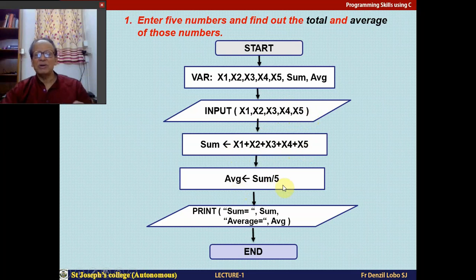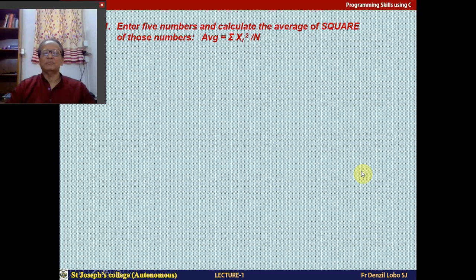And average is sum divided by 5, because there are 5 numbers. So sum divided by 5. And you display, therefore, the sum and the average of these 5 numbers. This is the flowchart. I'm very sure most of you have written the correct flowchart. Now we go to the next problem.